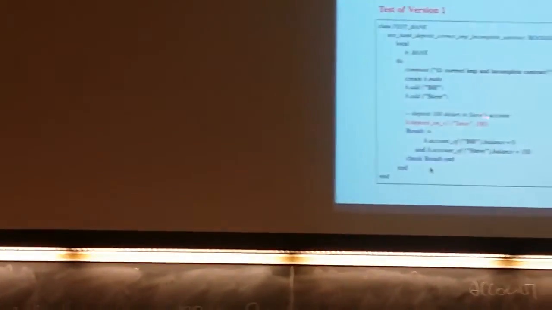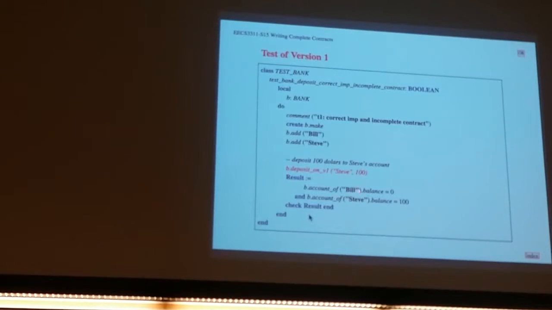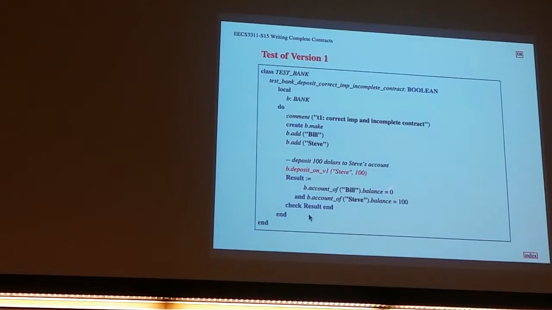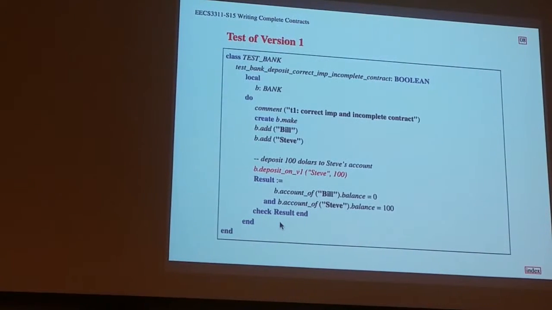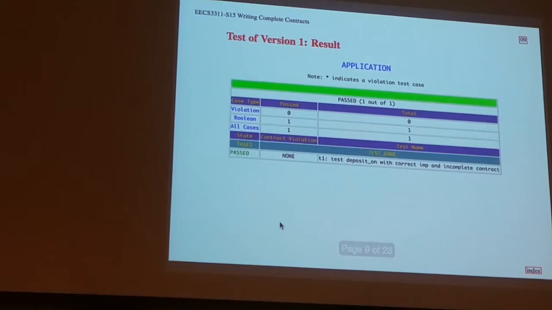So you can see after we deposit $100 into Steve, Bill's balance should remain unchanged, and the balance for Steve should be 100. So this test case will pass. Okay, so we get a green bar. That's fine. You can try that yourself as well.